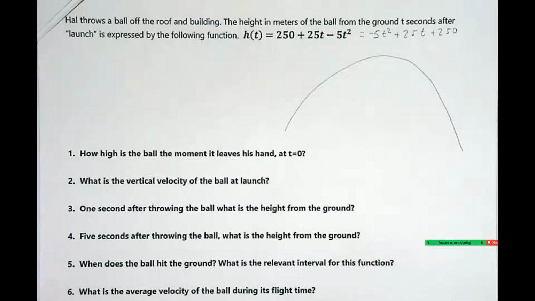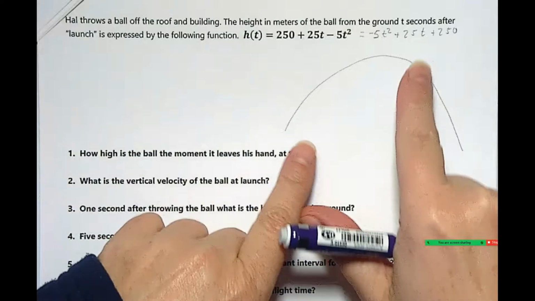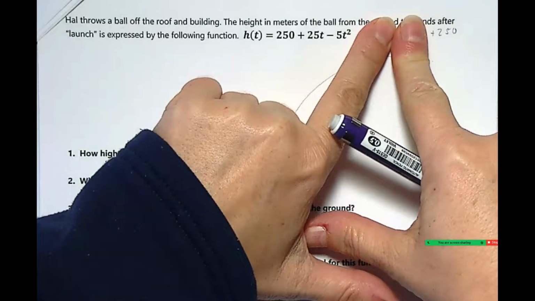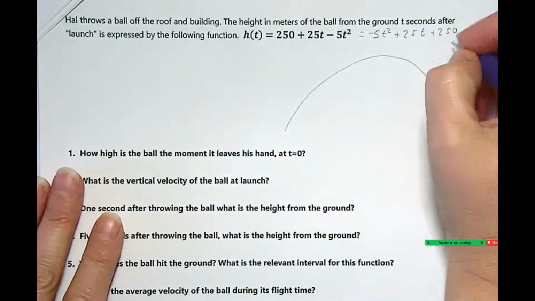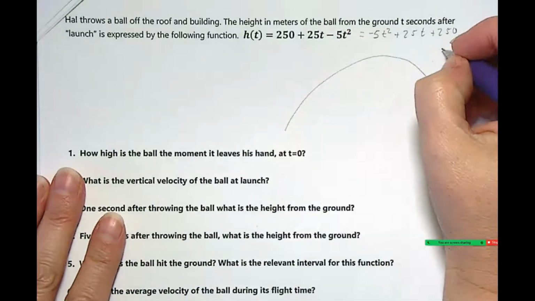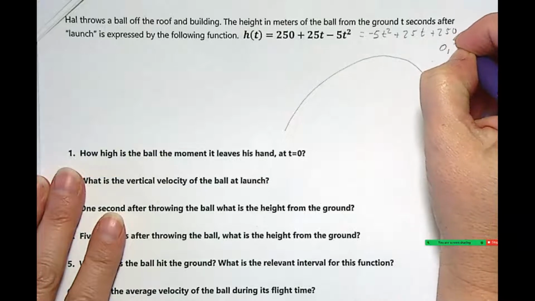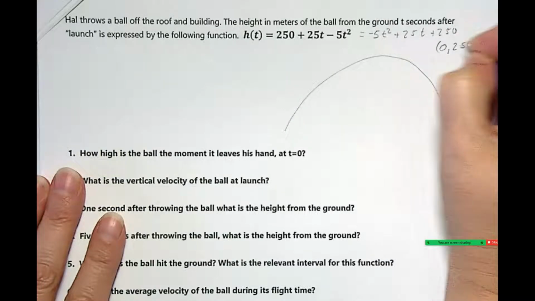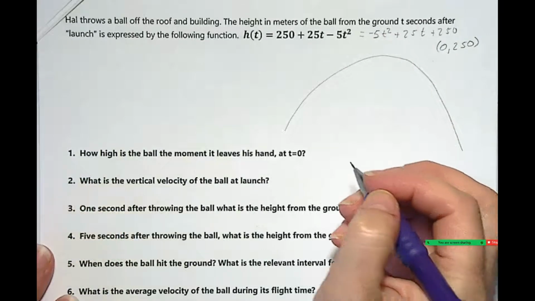The next easiest thing to find about the parabola is the intercepts. Do you want to do the x ones or the y ones first? Y. Y is when x is 0, which in this case is t. So if t is 0, then the y-intercept is that 250. So we've got this point (0, 250), and we'll put it in the right place in a second. What do we do to get the x-intercept?